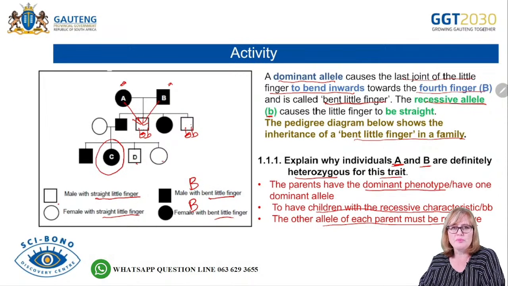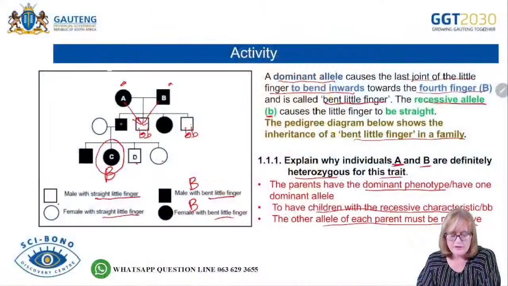C has the dominant trait. So C has a big B, but we don't know if it is heterozygous or homozygous. So now they want you to figure that out. That's why they put it in a pedigree diagram. So they're making it a bit more difficult. They want you to be able to think. Okay, so how do we do that? We look at the parents, right?